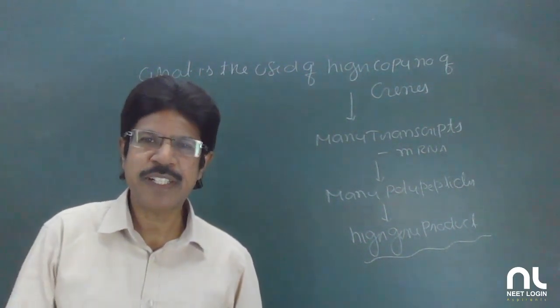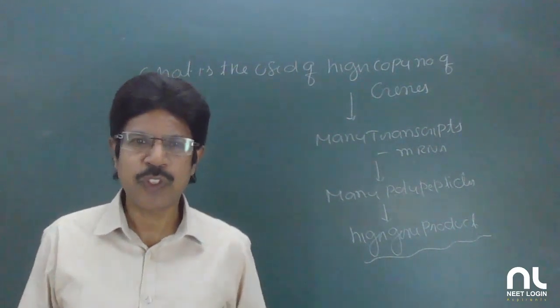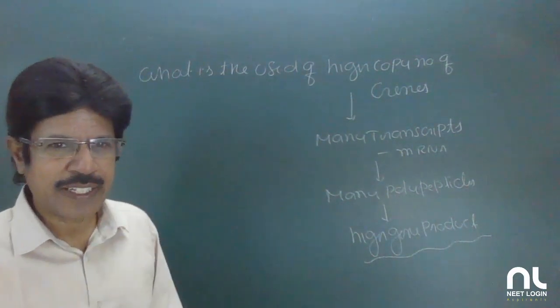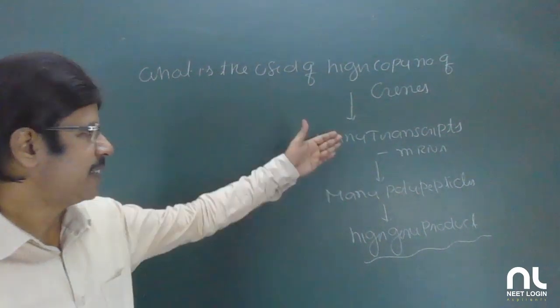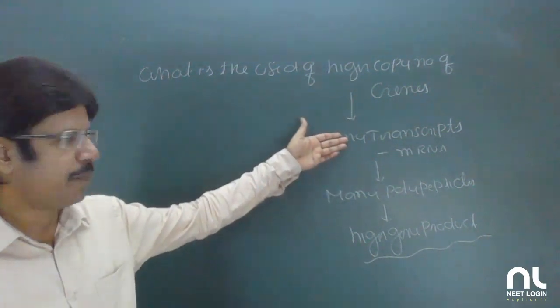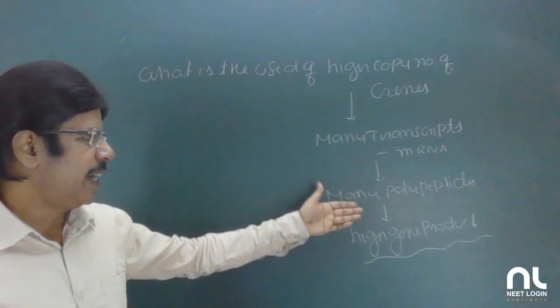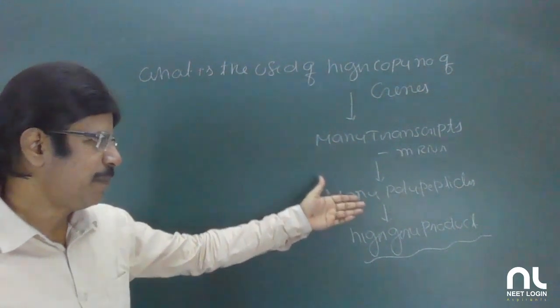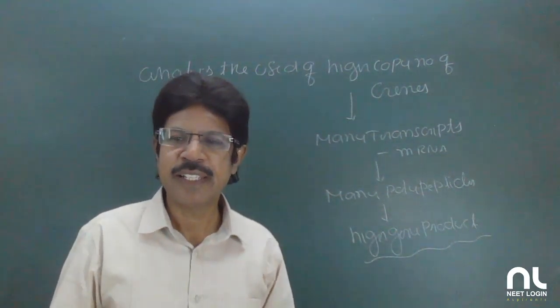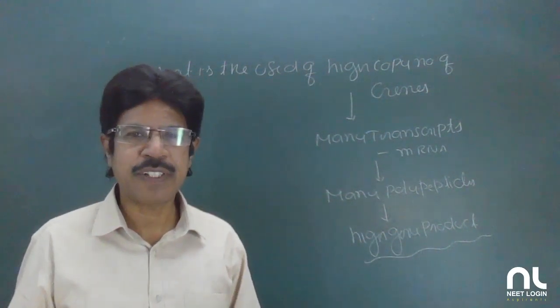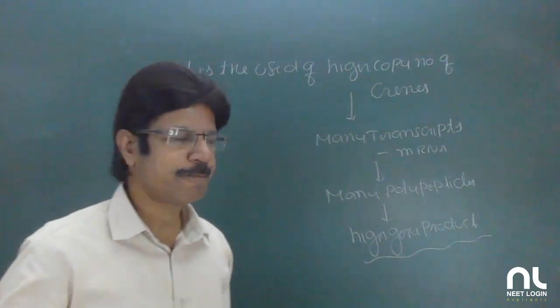You are going to get the number of copies. So you are going to prefer the vector which provides high copy number, because many transcripts are formed, and after transcription many polypeptides are formed. Ultimately you are going to get a high gene product, that is the proteins, whatever the products it may be.